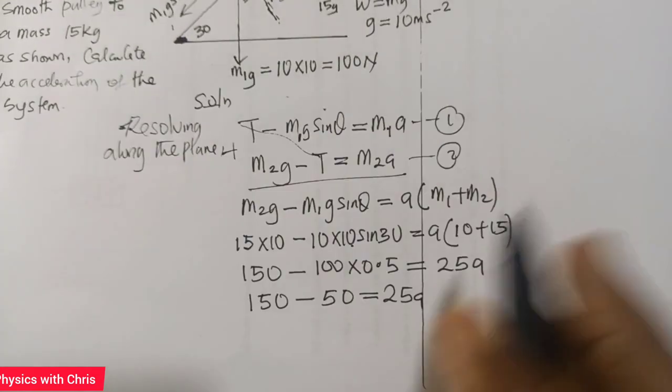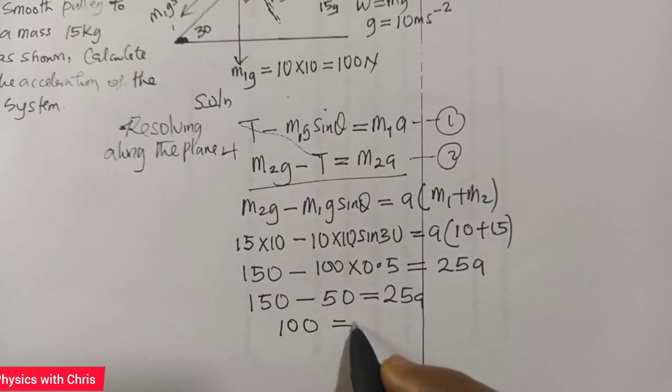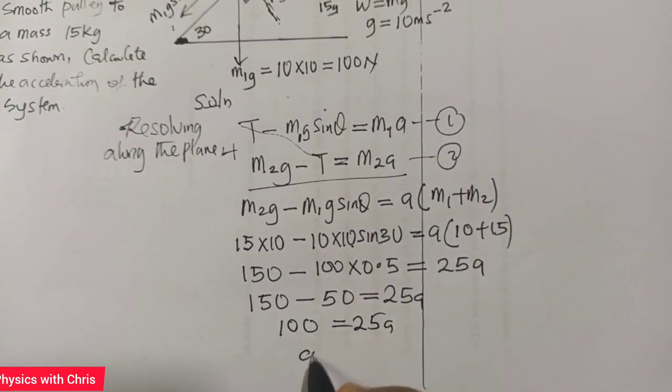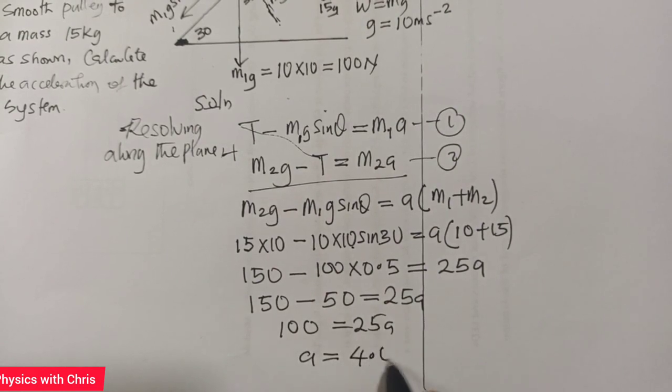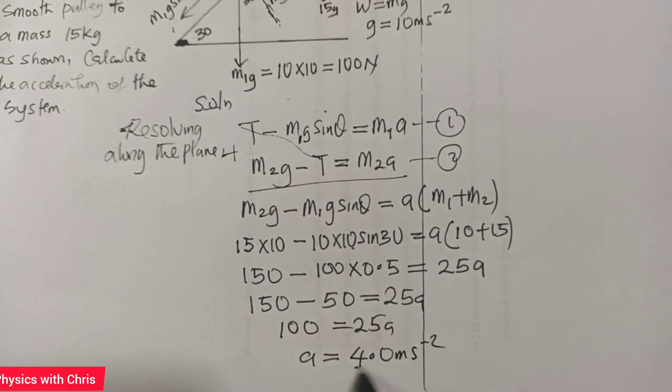Alright, so we can evaluate this. That gives me 100 equals 25a. So their common acceleration is 4 meters per second squared, okay.